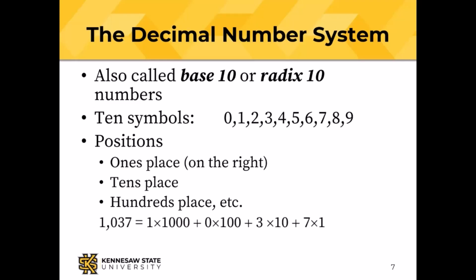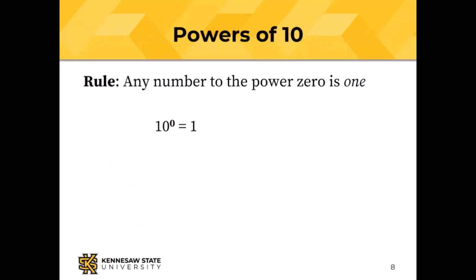So our decimal number system looks like this example. 1,037 is 1 times 1,000 plus 0 times 100, 3 times 10, and 7 times 1. Maybe we got to the 3rd grade with this, right? But we're still doing elementary school numbers.